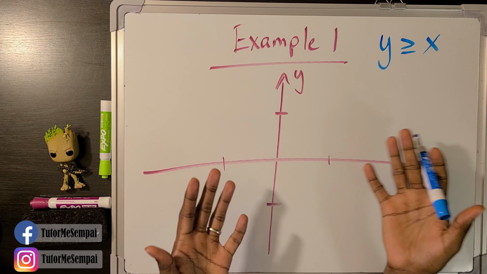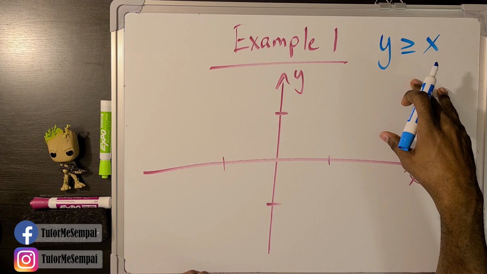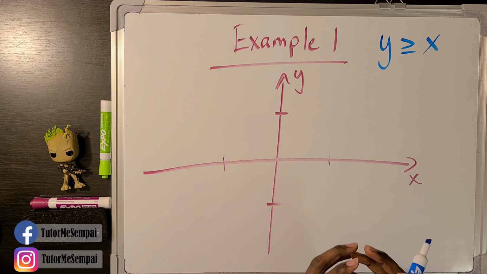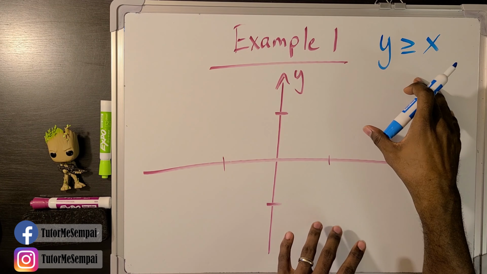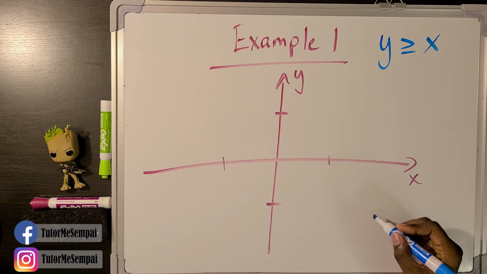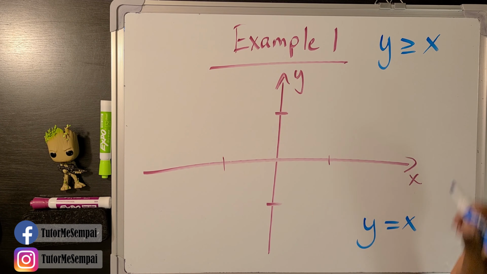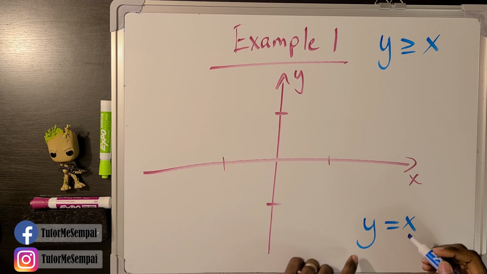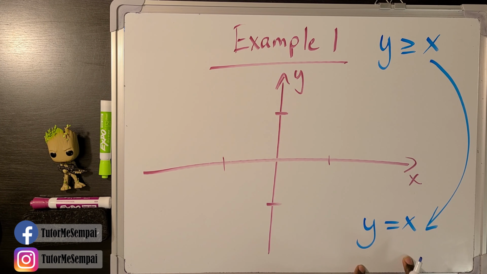There's not a function here. Well, we're actually going to look at this inequality and extract the equality out of it. We want to extract the equation out of this. So that's going to look like y equals x. So from this inequality, we're going to take out the equation, and we want to graph that.